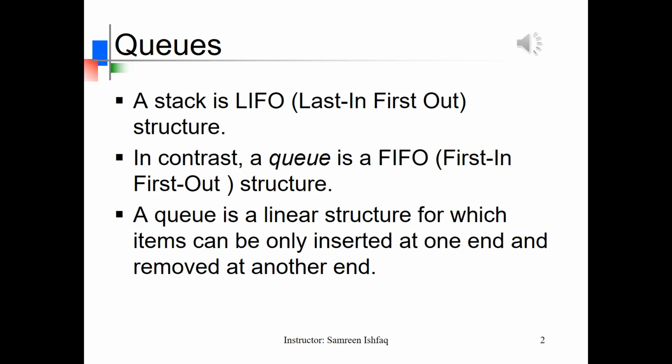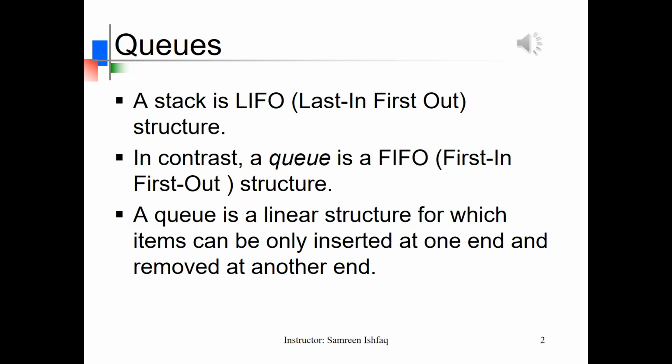What is a queue? A queue is a linear data structure for which items can only be inserted at one end and removed at another end. If we contrast queue with stack, a stack is LIFO, last in, first out, while a queue is a FIFO, first in, first out structure.